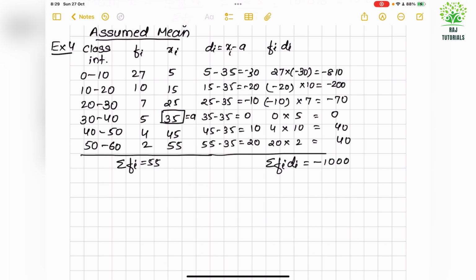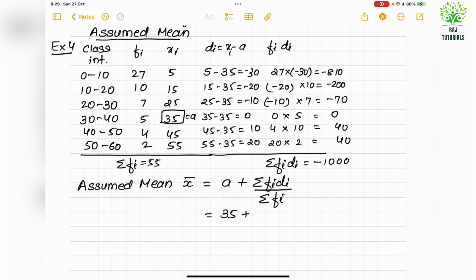Now assume mean formula is: assume mean x bar equal to a plus sigma fi di upon sigma fi. So here we have taken 35 as assume mean and plus minus 1000 upon 55.